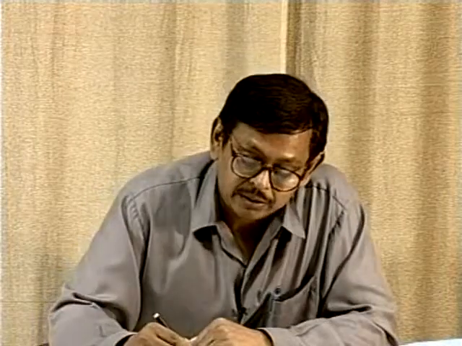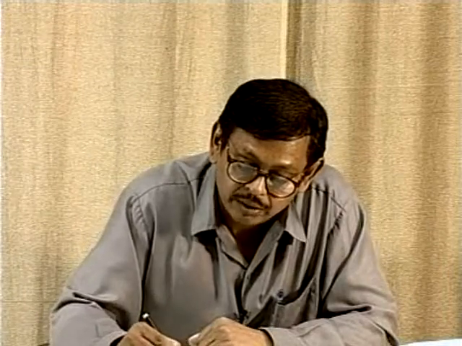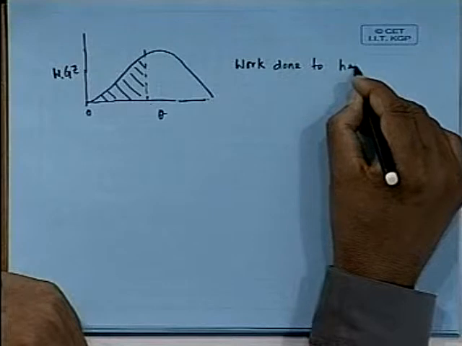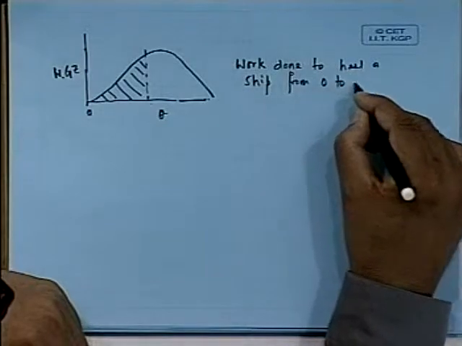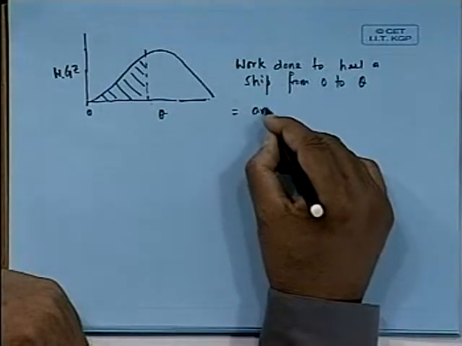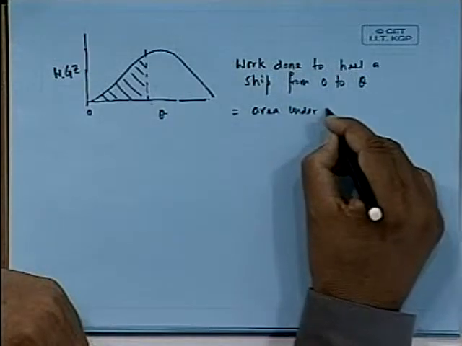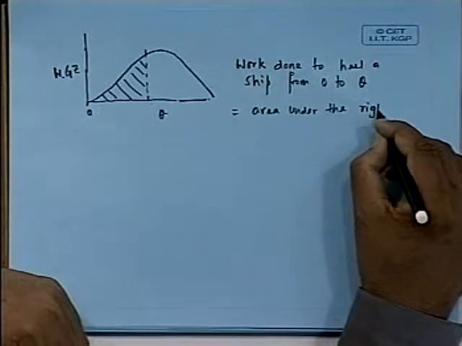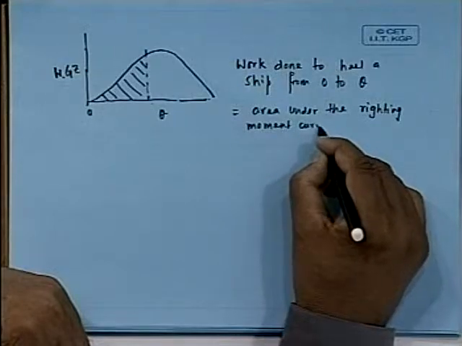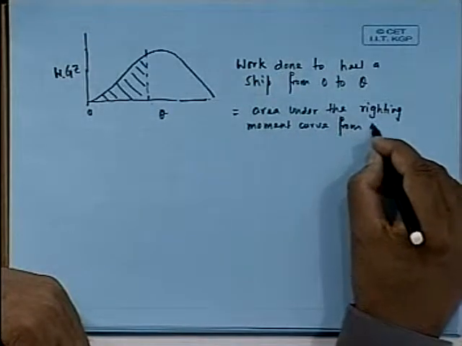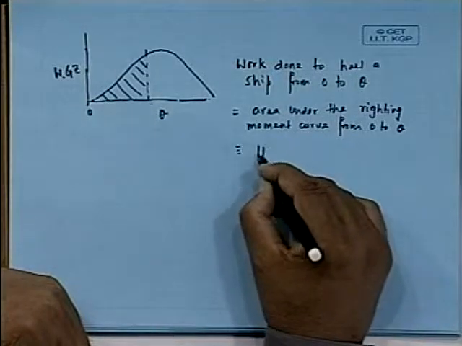So if I want to heel the ship from 0 to theta degree, then the amount of work I have to do becomes equal to this area. And this, I will write it down here, work done to heel, say we call it h theta.